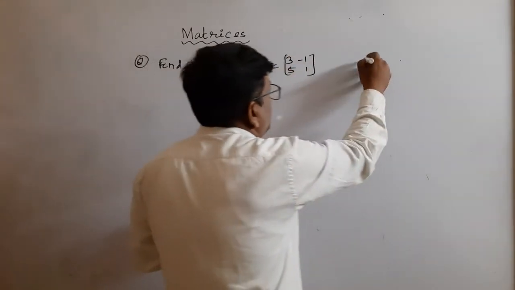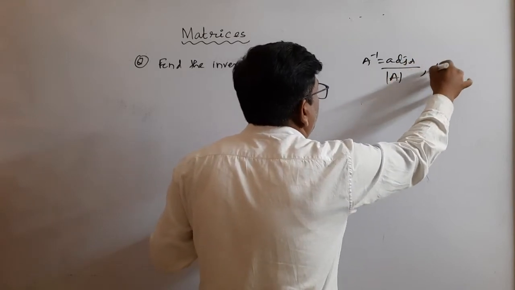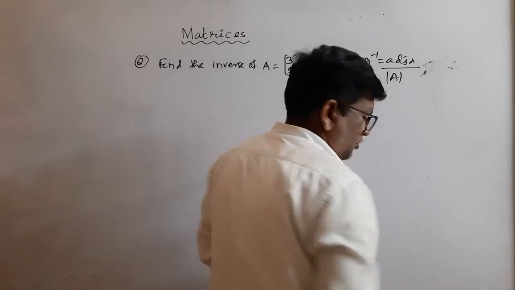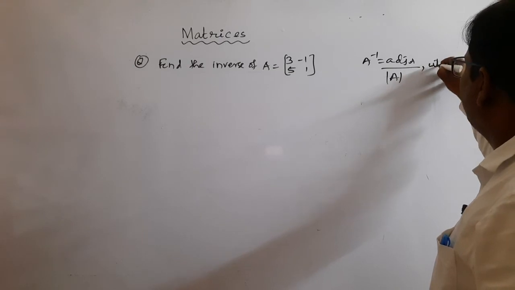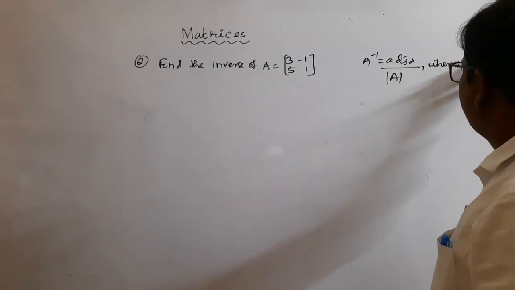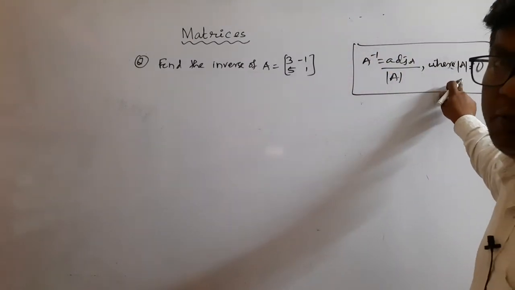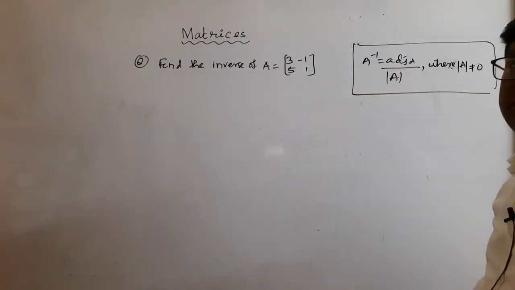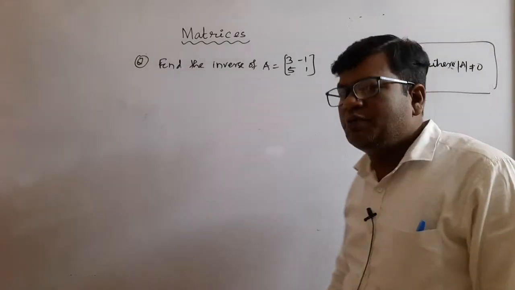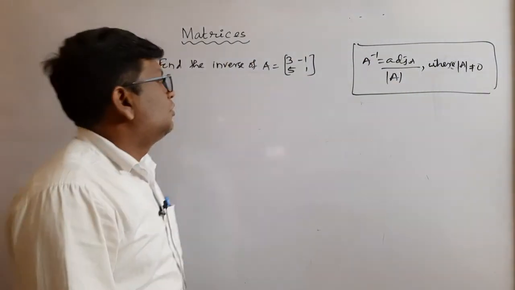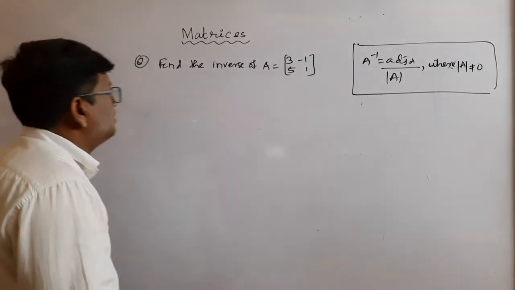We know A inverse is equal to adjoint A by determinant A, where determinant A is not equal to 0. This is important. A inverse is equal to adjoint A by determinant A, where determinant A is not equal to 0, because any number divided by 0 is undefined. Now what is the requirement here? Now find determinant of A.